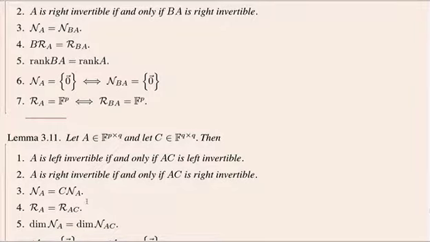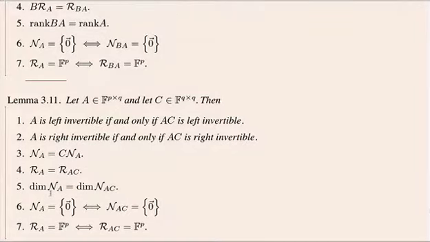The range of A equals the range of AC. Then we also have that the dimension of the null space of A equals the dimension of the null space of AC, and the null space of A equals the 0 vector if and only if the null space of AC equals the 0 vector. And the last one is that the range of A equals the F^P vector space if and only if the range of AC equals the F^P vector space.